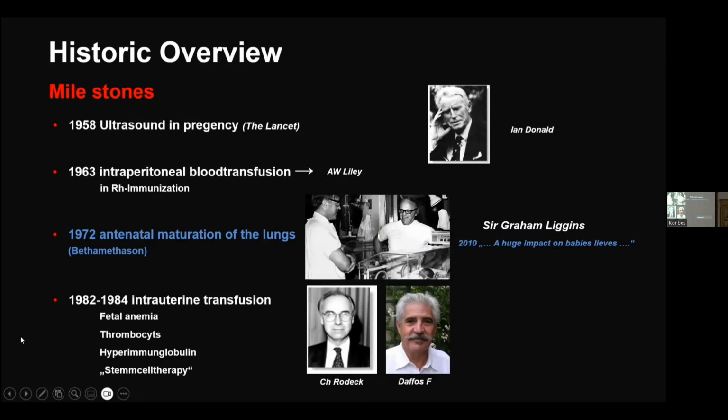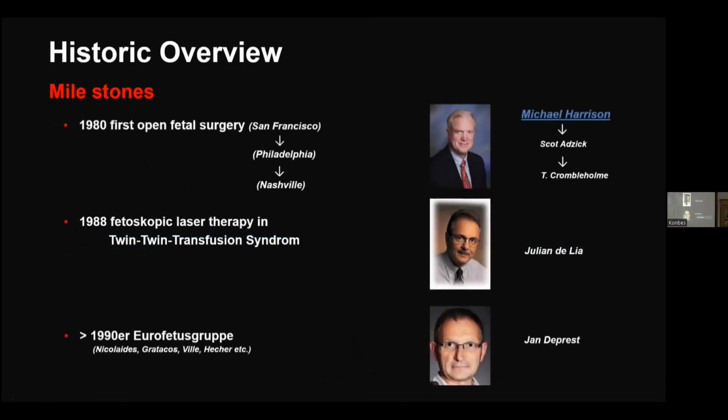And the first intrauterine transfusion, in case of fetal anemia, then thrombocytes, hyperimmune globulin, stem cell therapy. So we have a lot of chances to do this now because we have good ultrasound images and small needles to have the way to the fetus.